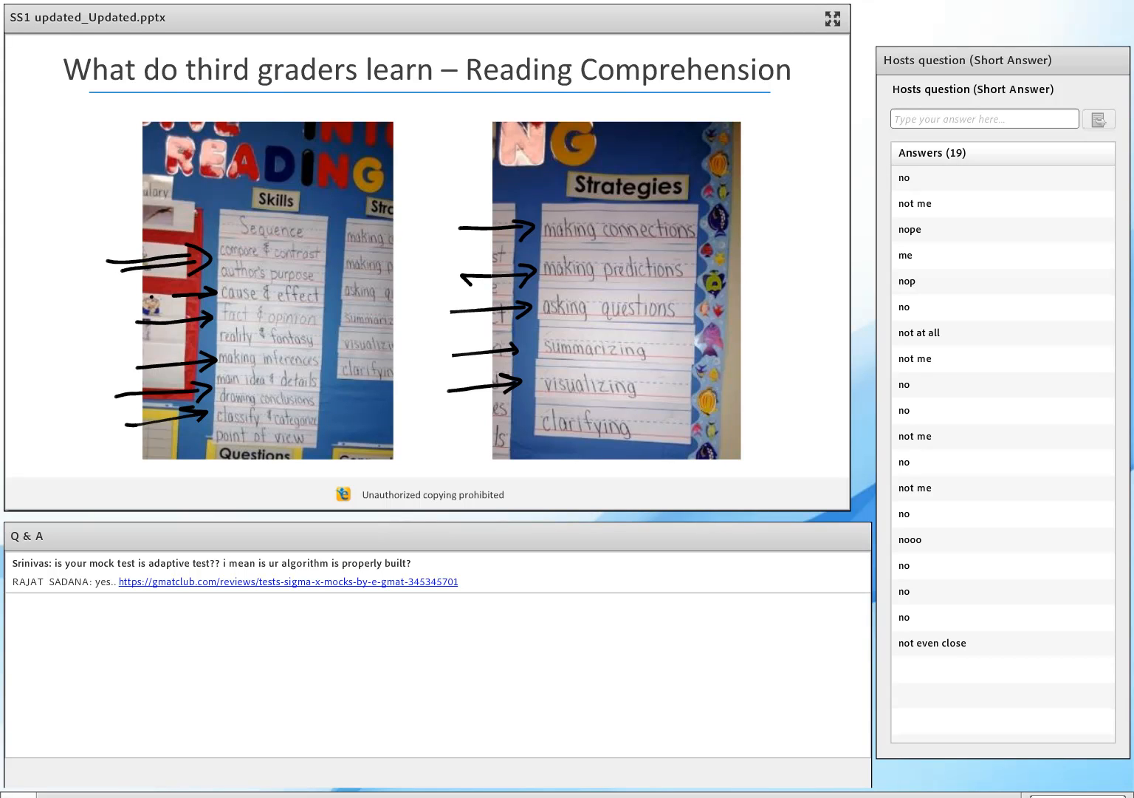Now, as I said, we're going to talk about core skills on the verbal side of things. We're going to solve a boldface question. So I'm going to have you solve this question first, and then we're going to solve this question the e-GMAT way.